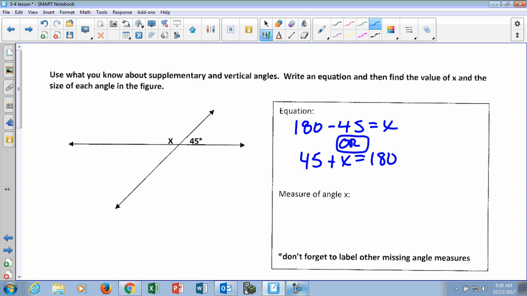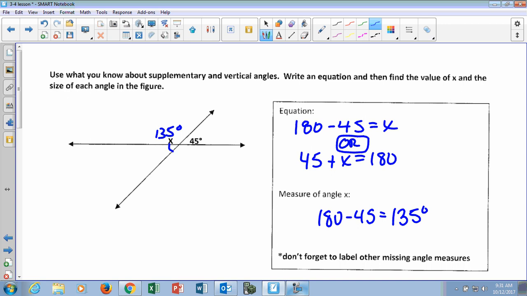So what would be the measure of x? If I use the first one, I took 180 and subtracted 45 from it. It is 135 degrees. So this is 135, right? So if that's 135 and 45, and we have to find these other angles, what's the measure of this angle right here?